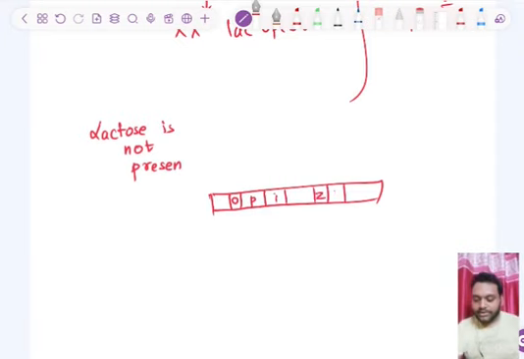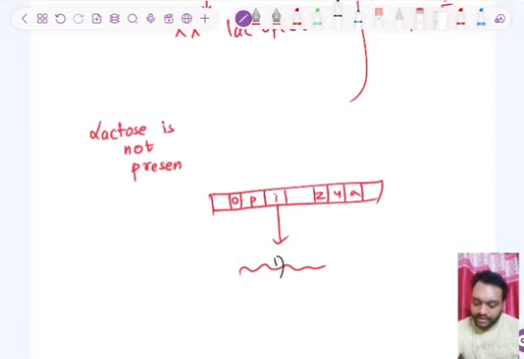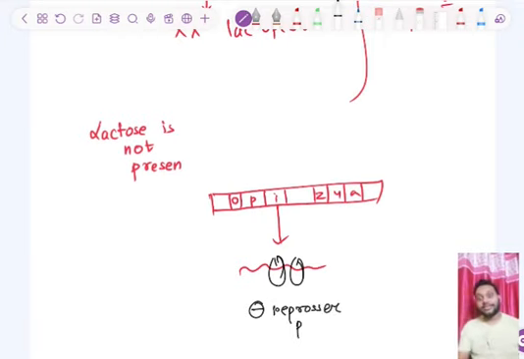It produces a repressor protein. But when some lactose is there, it binds to the repressor protein and inhibits the repressor protein. That means lactose itself inhibits the repressor protein. So what happens? The transcription starts from the operator, and then the Z gene, Y gene and A gene get transcribed and some enzymes are produced.